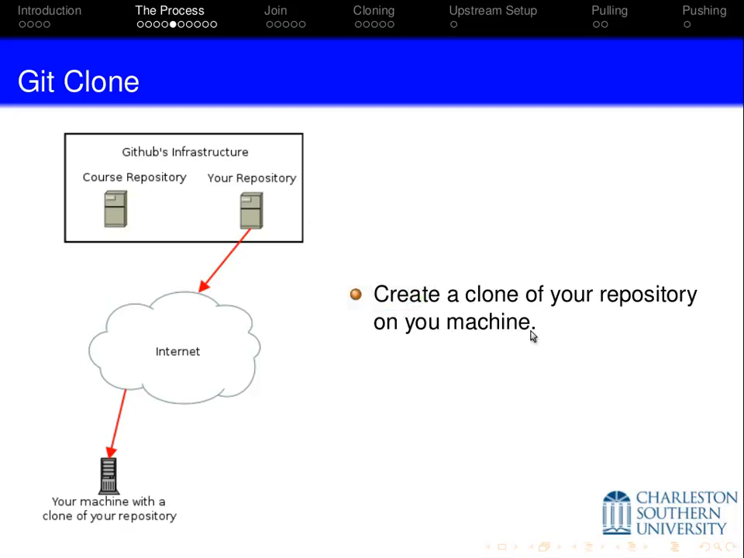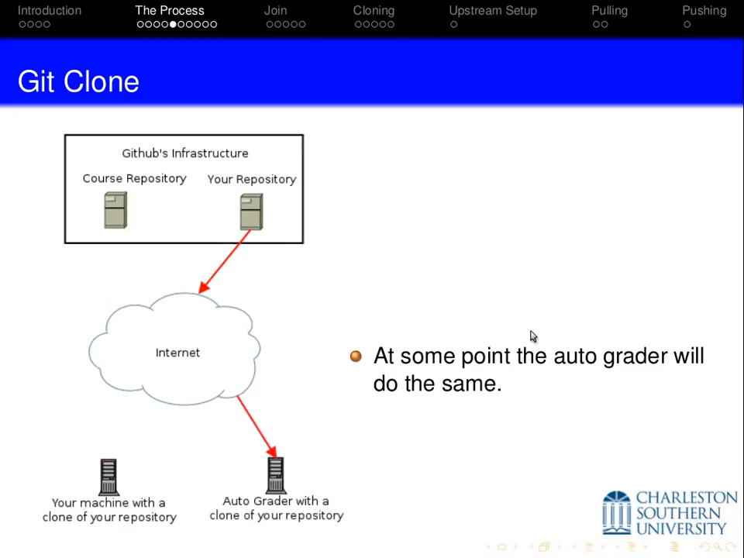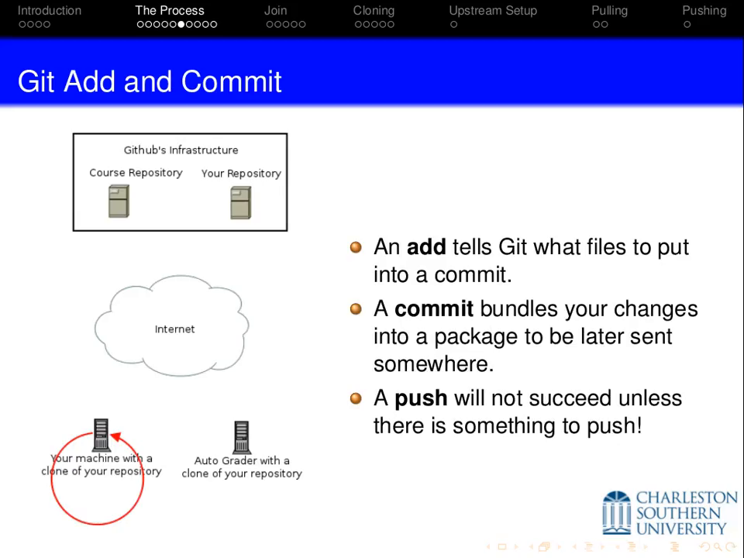Okay, so that's how you create a clone. I'm going to tell you a couple more things. At some point, the autograder will actually clone your repository as well, doing something similar. We're not going to get to too much of this today, but be aware that an add tells Git what files to commit. A commit bundles your changes into a package to be later sent, and a push will not succeed until there's something to push, aka you've made a commit. So adding tells Git what you want to push back up to your repository. Commit bundles it up into a commit package, and then push actually pushes it up to your repository. So those are three basic steps we need to keep separate.